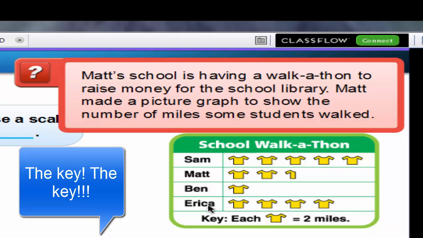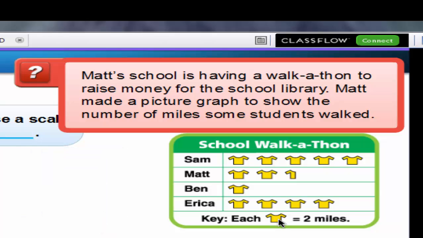I heard a lot of you say it. Good job. It's the key. Before we do anything when it comes to a picture graph, we must look at that key. That key is a clue, and it tells us what each of those pictures represents. So here it says each t-shirt represents 2 miles. So each of these students went 2 miles for every shirt shown.